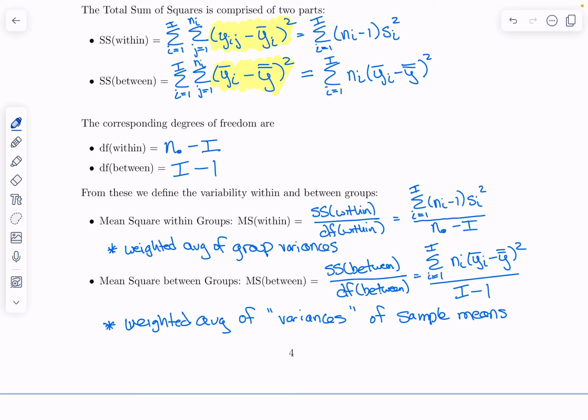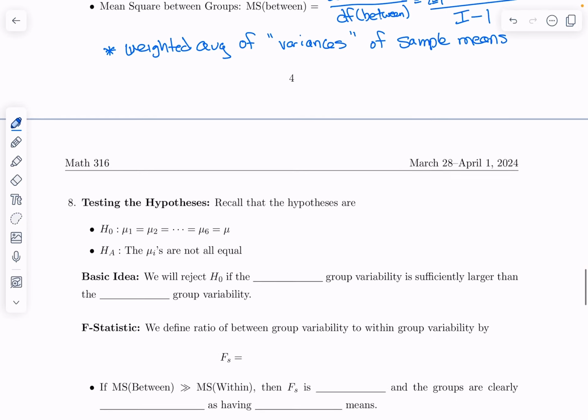And so now it's those two pieces, the within group mean square and the between groups mean square, that I want to compare with my ANOVA test. Okay, because what we want to see is that if between group variability is much larger than within group variability, we will be able to reject our null hypothesis. So let's go ahead and look at what the test will look like then.